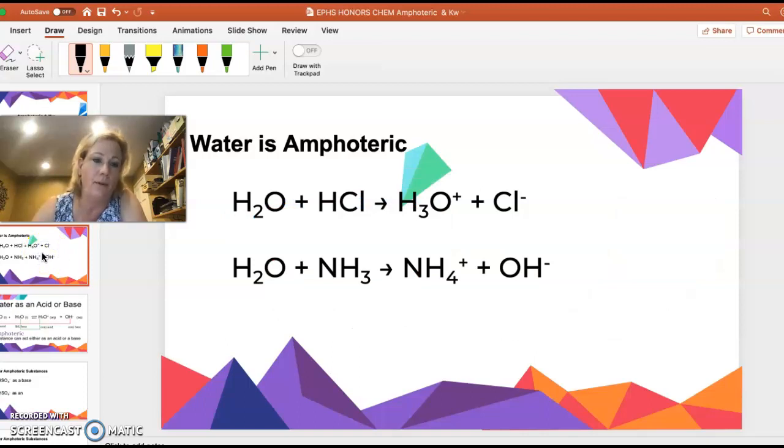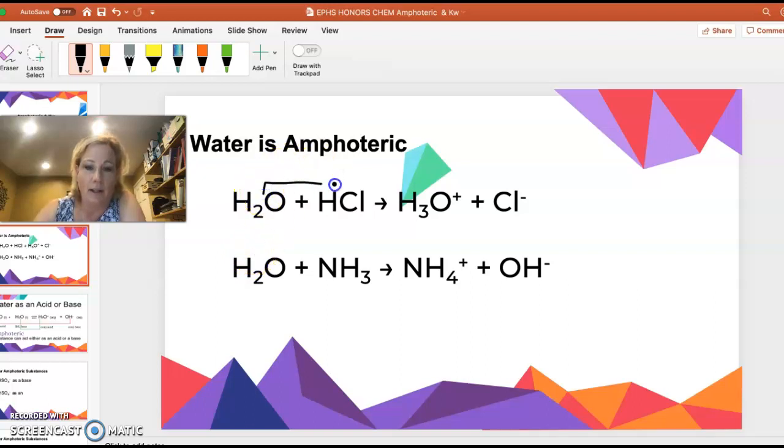Water can do that when it's all by itself in pure water, but also when it's mixed with an acid or a base, it can itself then act as an acid or a base. So this is two examples. In one of these, the water is acting as an acid, and in one it's acting as a base. So pause the video and try to figure that out.